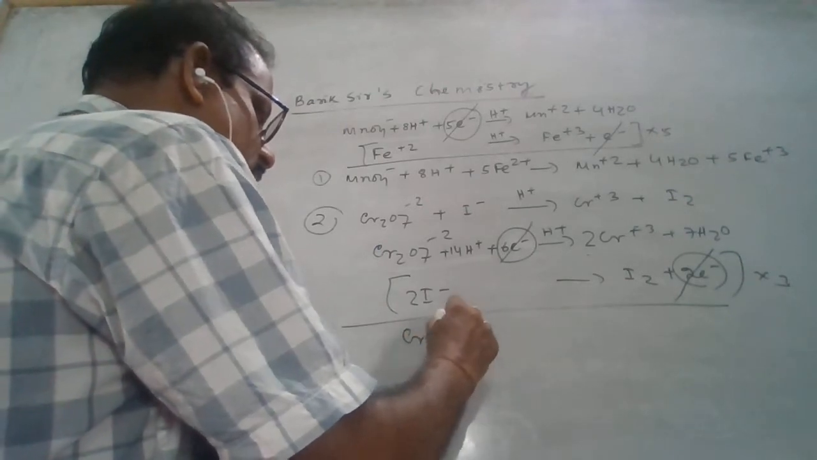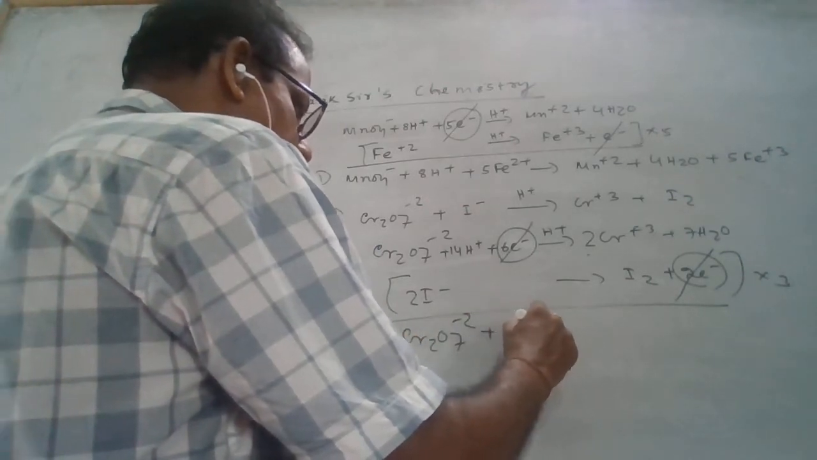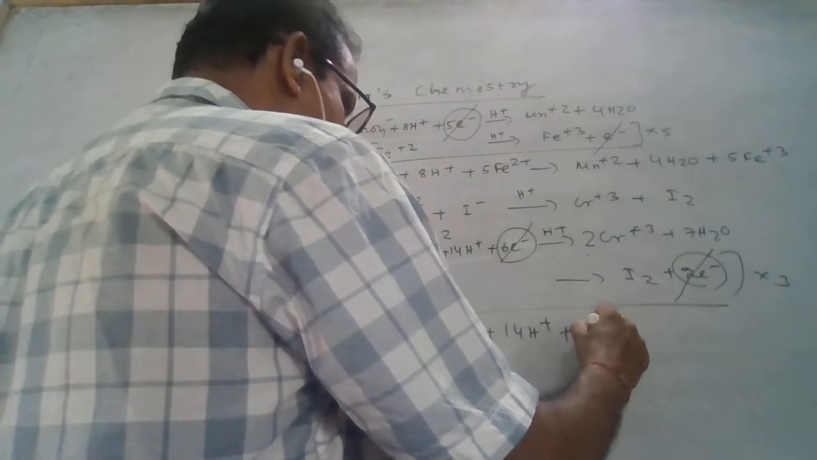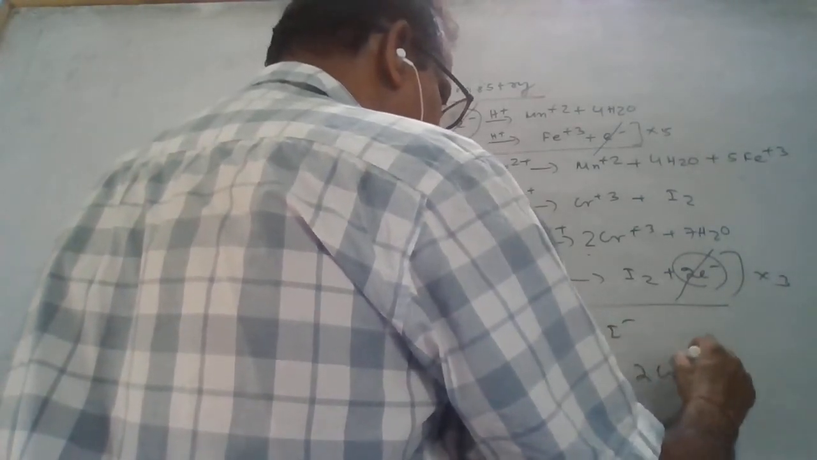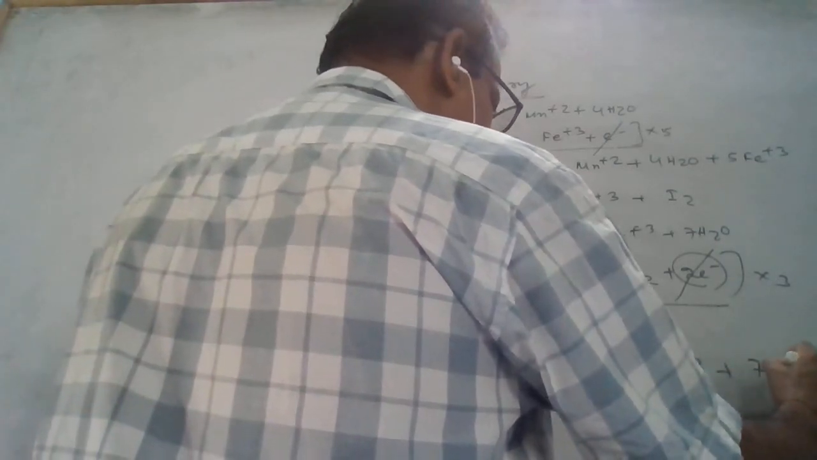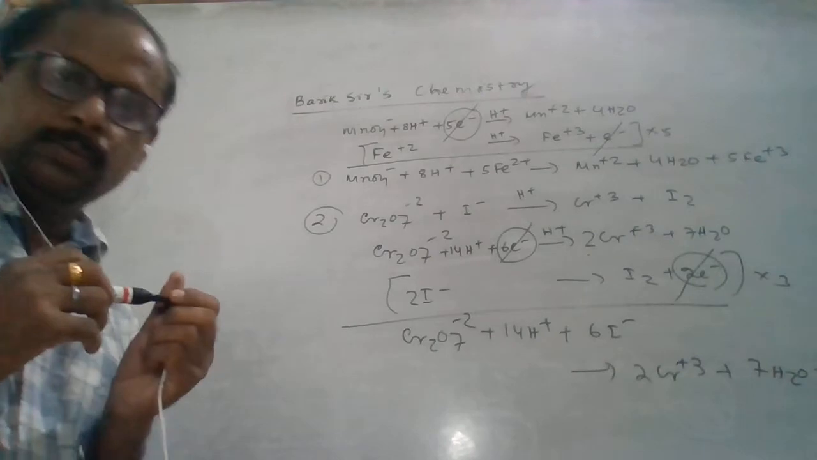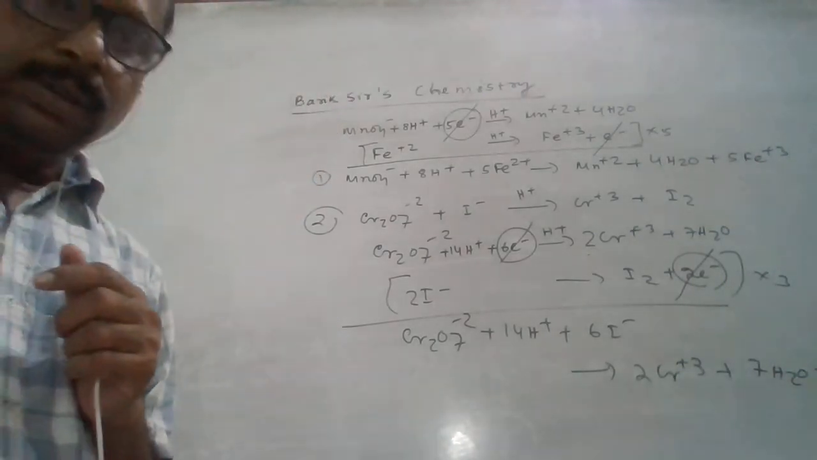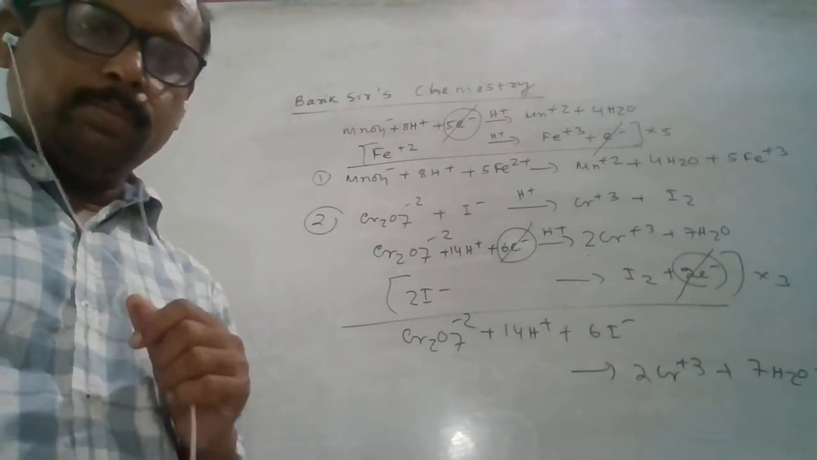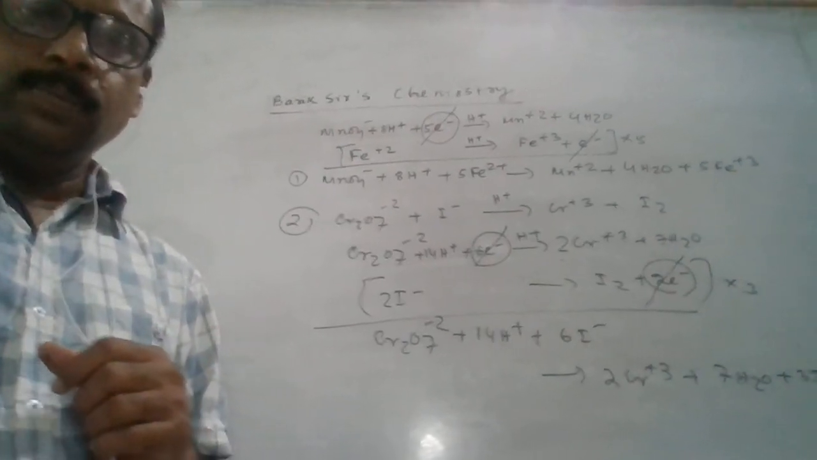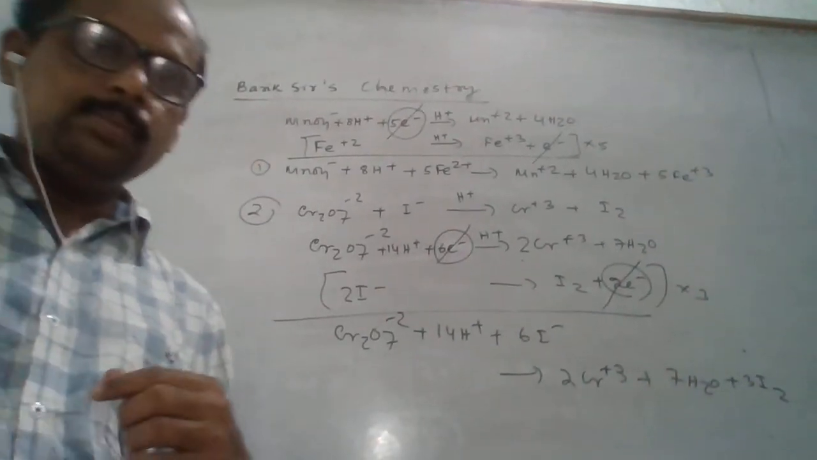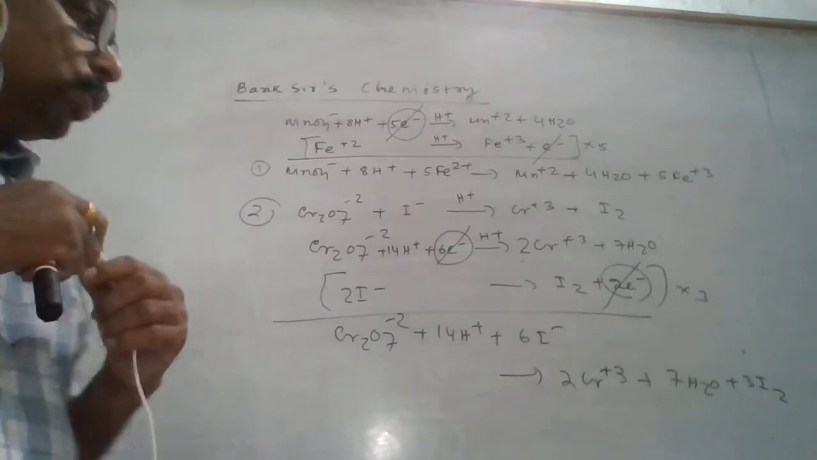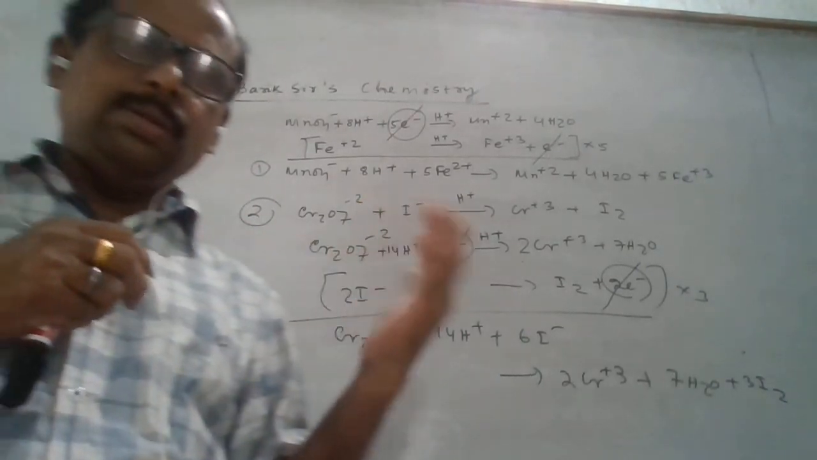That is Cr2O7 2 minus, 14H plus, 6I minus converted to 2Cr3 plus, 7H2O, plus 3I2. Now this equation is also balanced. So this way you can balance any equation.